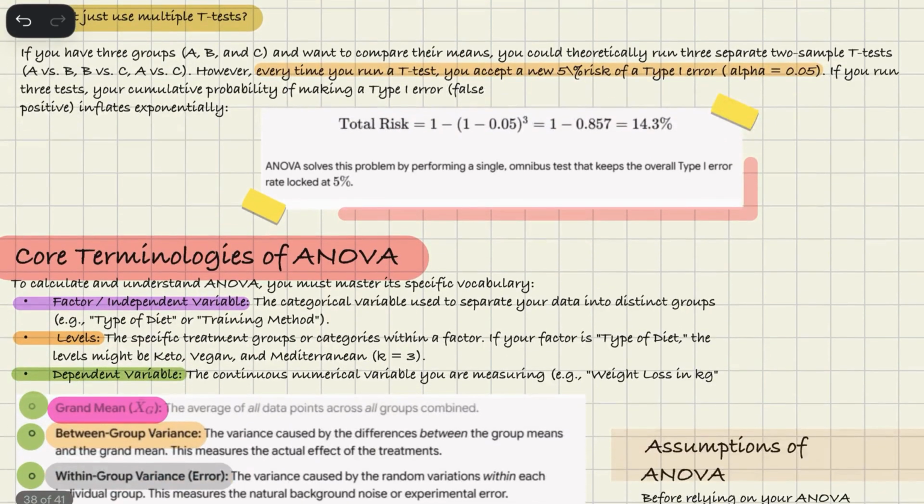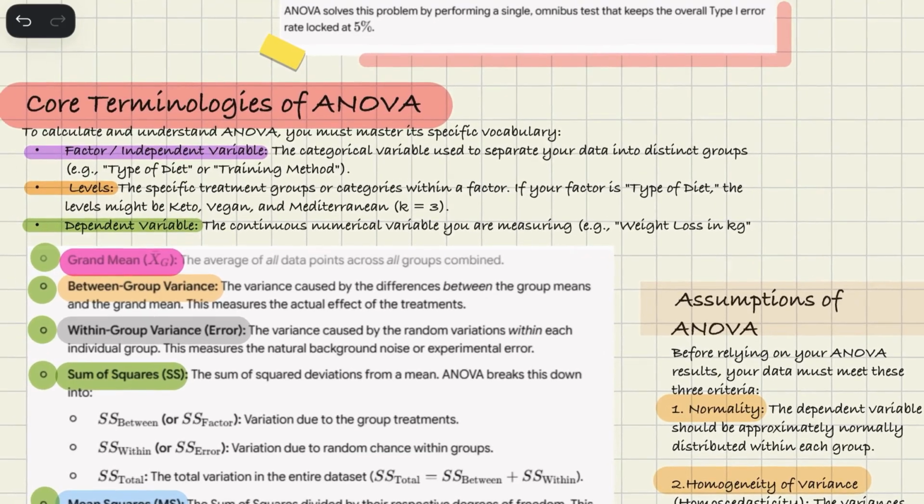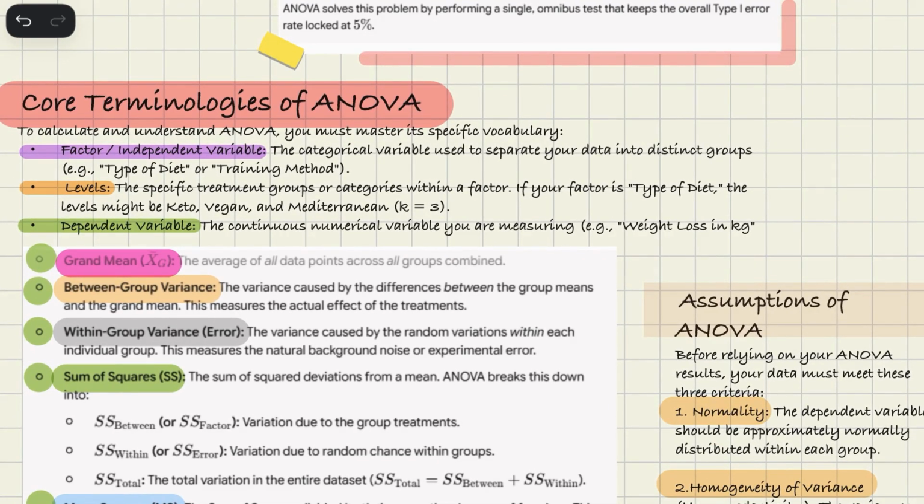First, you need to see the core terminology. To master the numerical problems which we solve using ANOVA, you absolutely must learn the specific vocabulary. Examiners look for the exact terms when grading your step-by-step solution, so make sure you note down the keywords. The very first is the factor. The factor is the overarching categorical variable used to separate your data into distinct groups. It answers the question, what attribute am I changing?